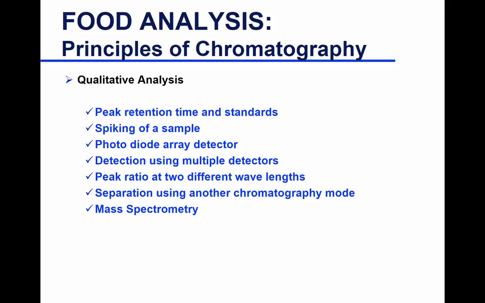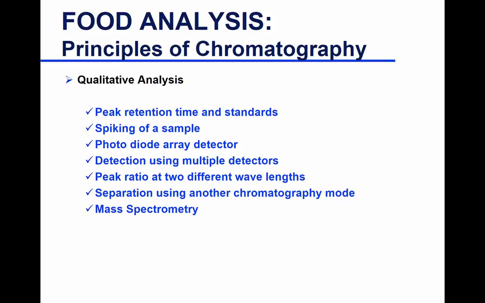Okay. Using peak ratio: if you don't have a photodiode array detector, you can only set a detector at a specific wavelength, at 260 or 250 or 270, and you have two compounds that absorb at the same wavelength, you pick another wavelength, they will absorb differently. They are bound to absorb differently. Then you get the ratio and you get a different ratio for each one of them.